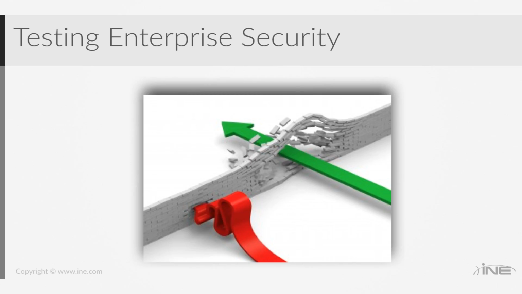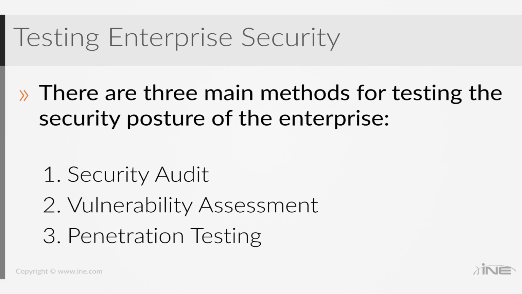And this is really the last topic. And even though, as I said before, this course is not about security controls or policy or whatnot, it's an important thing to know as a context for this last part, because this is where we enter, right? Testing enterprise security. That's where ethical hackers enter into the equation. So there are three main methods for testing the security posture of a company. One is the security audit. The other one is the vulnerability assessment. And the other one is the penetration testing.